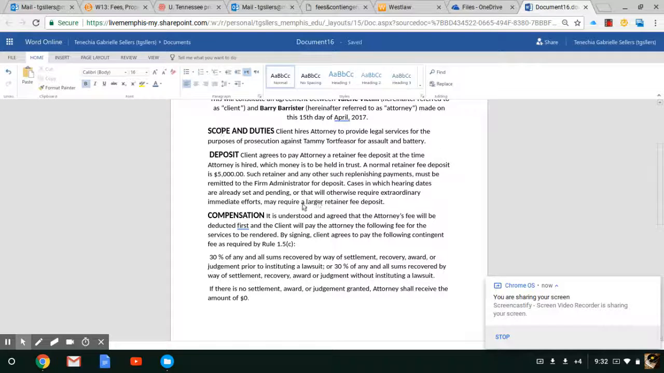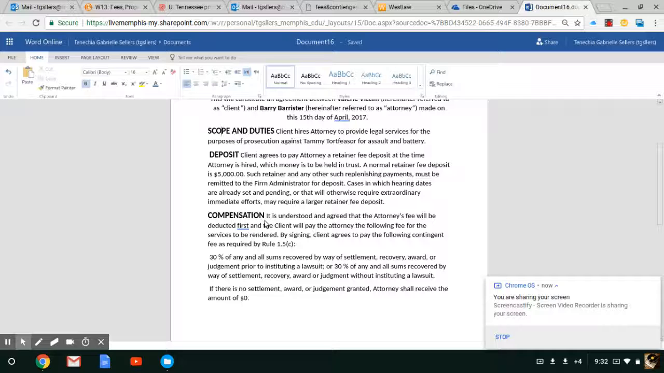Cases in which hearing dates are already set or pending, or otherwise require extraordinary immediate efforts, may require a larger retainer fee. So, depending on the case and the scope of the case, that would determine how much or how little the retainer fee is.